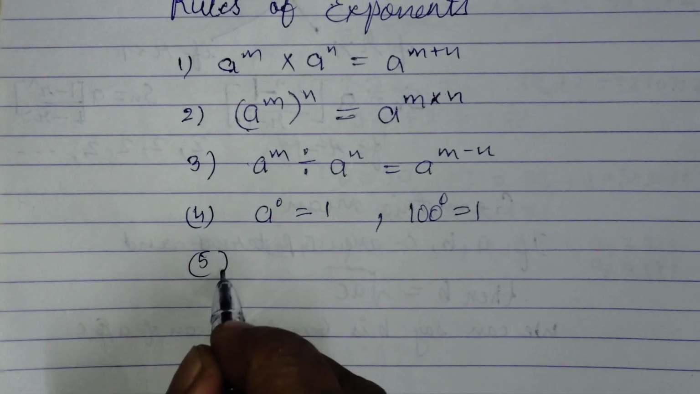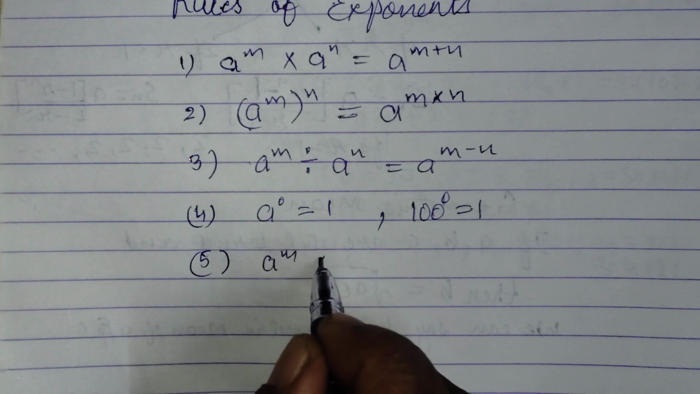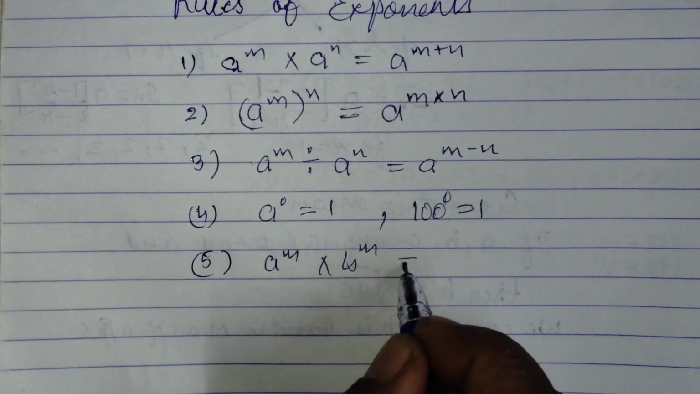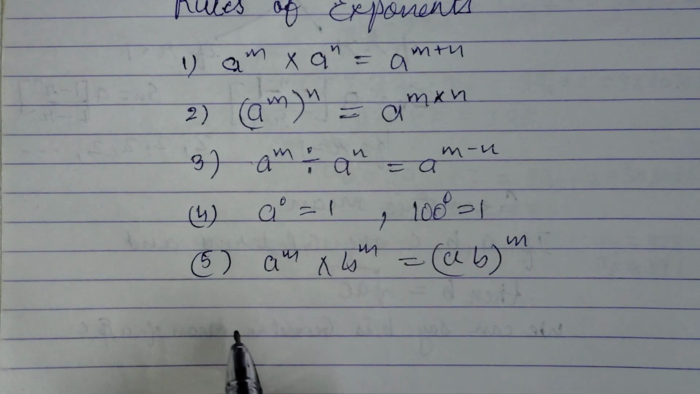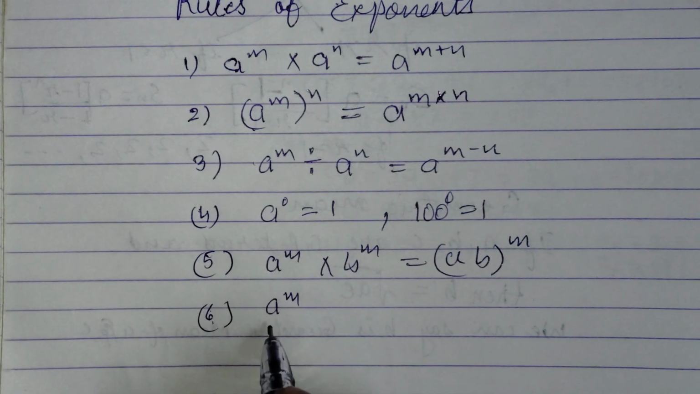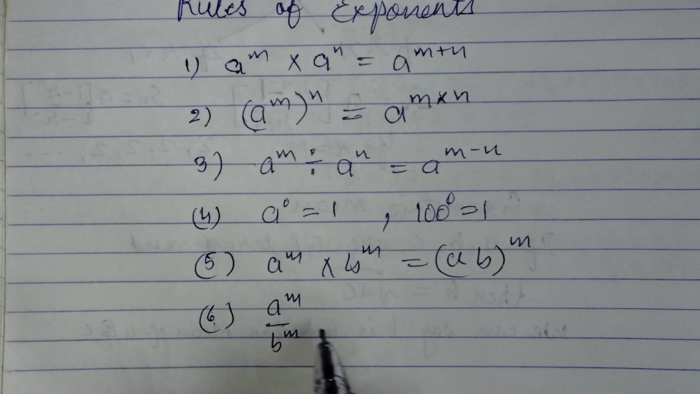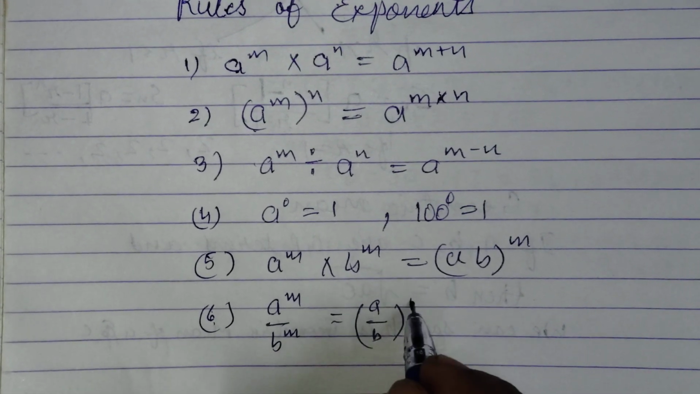Fifth rule, a power m into b power m can be written as ab whole power m. Sixth rule, a power m upon b power m can be written as a upon b whole power m.